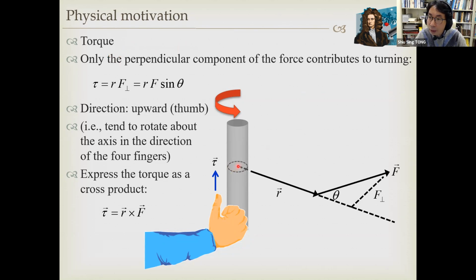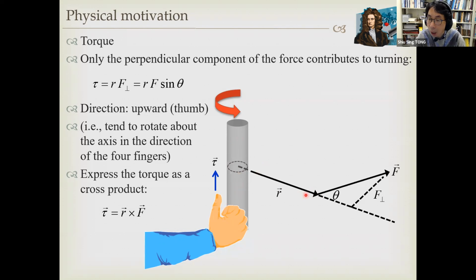Now, if you are turning something, like turning a door about the hinge, then you probably would like to apply a force at a certain distance from the hinge. And that distance is described by the vector R. This is the hinge of the turning. And now I apply a force at a position R from that hinge.